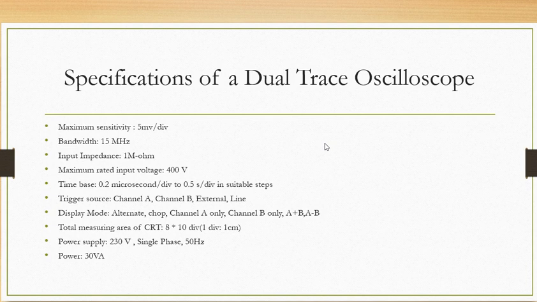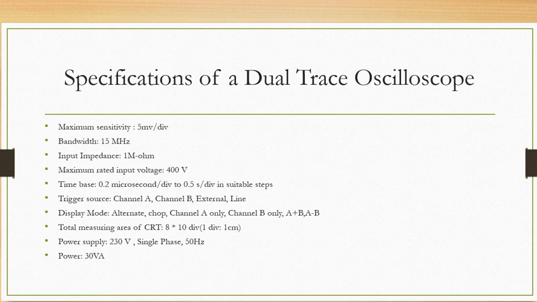The first specification is maximum sensitivity. The maximum sensitivity of this dual trace CRO will be 5 millivolt per division. I think you know very well what a division is. The screen is divided into different divisions. If you see the horizontal and vertical divisions, the measurements are given there, so we can easily observe that. In future, if we get time in practicals, we will see that practically. I have also shared one video with you in which it is clearly shown.